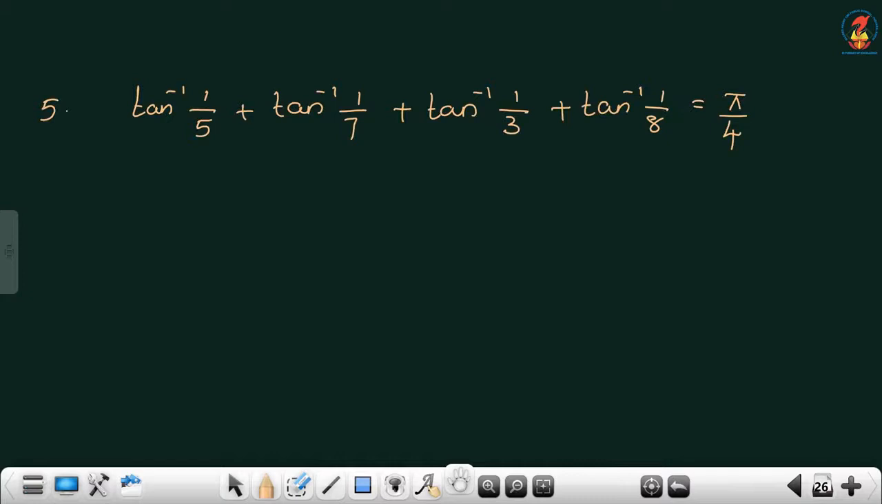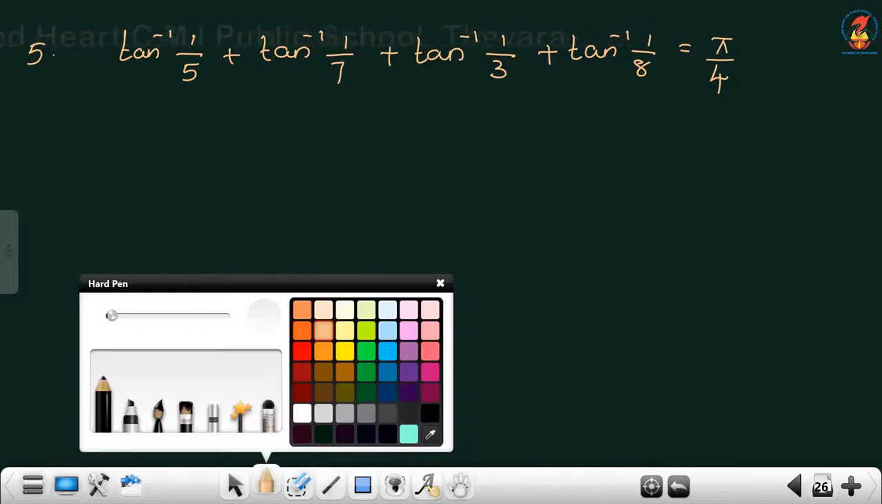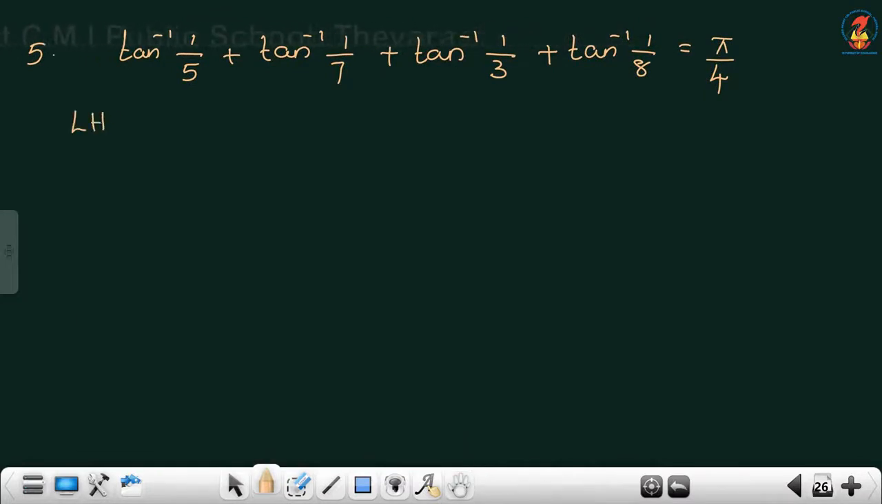Now next one, here we have 4 functions. Tan inverse 1 by 5 plus tan inverse 1 by 7 plus tan inverse 1 by 3 plus tan inverse 1 by 8. Prove that that's equal to pi by 4. So we can take the LHS part. LHS equal to tan inverse 1 by 5 plus tan inverse 1 by 7 in a bracket.